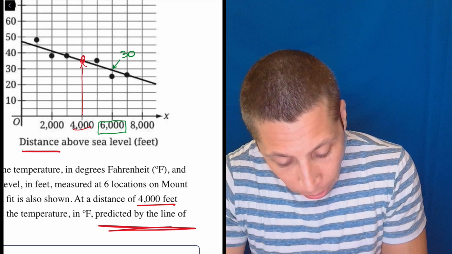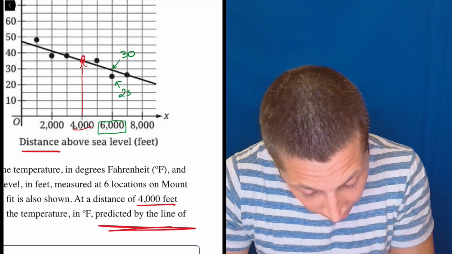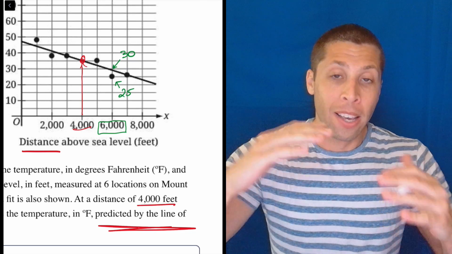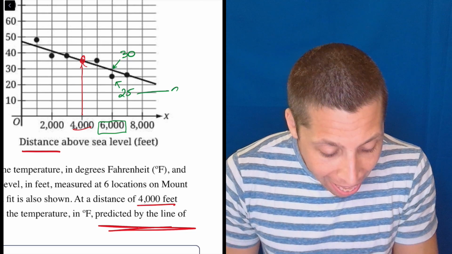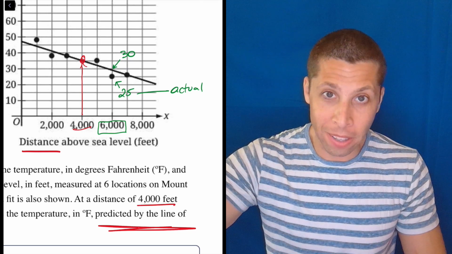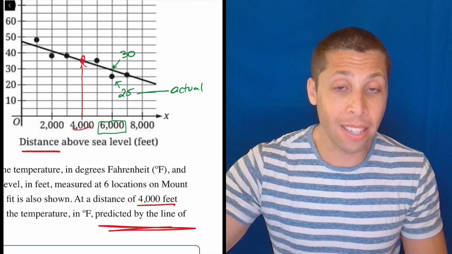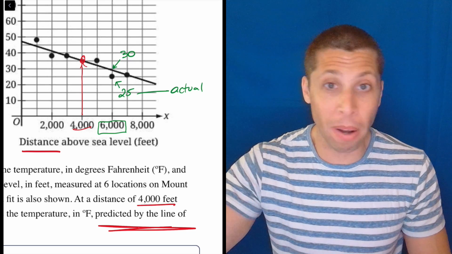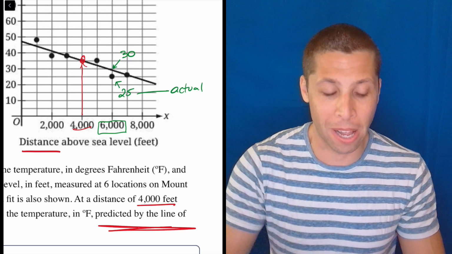But a lot of people are going to fall for the trap and put whatever this is. This is 25. That's the dot. The dot does not matter unless they ask what is the actual value that is shown in the scatter plot at 6,000. They don't care about the dots. They almost never care about the dots. I don't care if the dot is close to the line, above the line, below the line, on the line. It does not matter. The dots do not matter for most scatter plot questions.